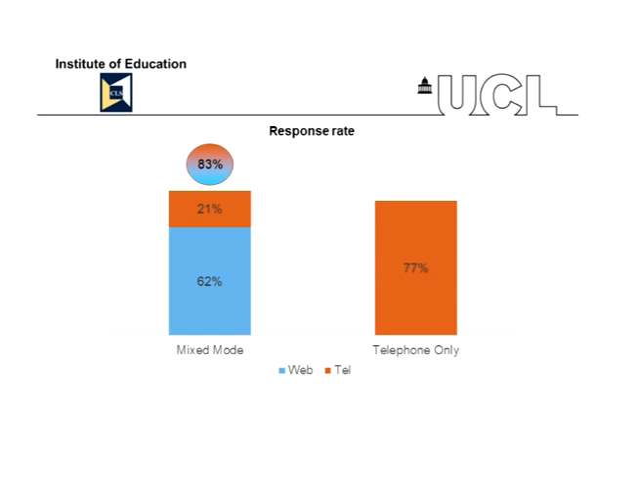I've just seen a question pop up, how large was the telephone-only sample? The telephone-only sample was 1,500 cases out of around about 11,500 issued cases in total. So the mixed mode group was about 10,000 issued cases.